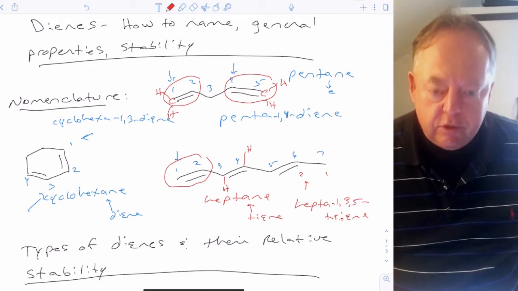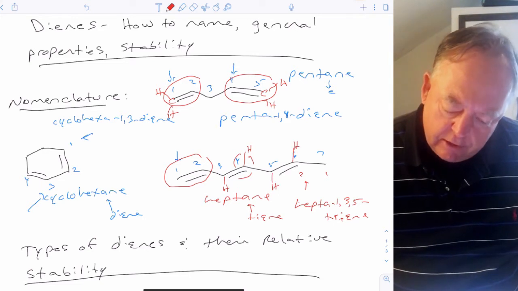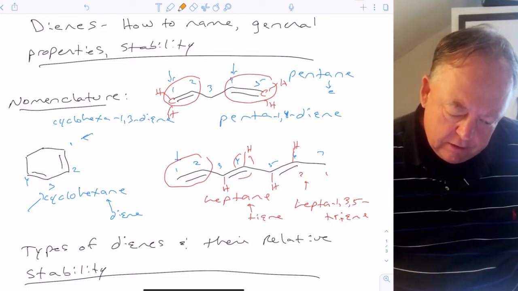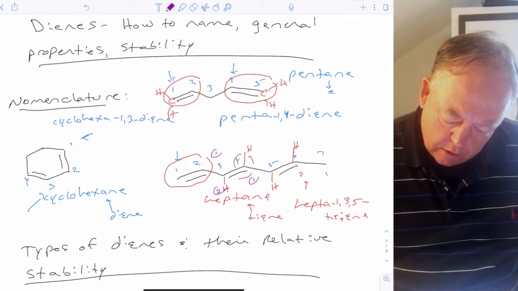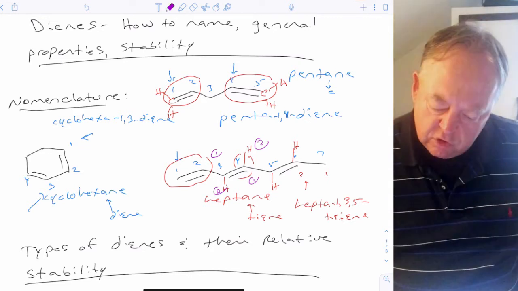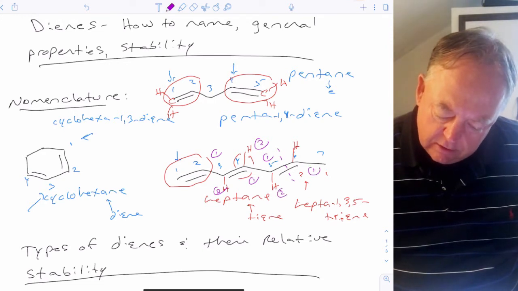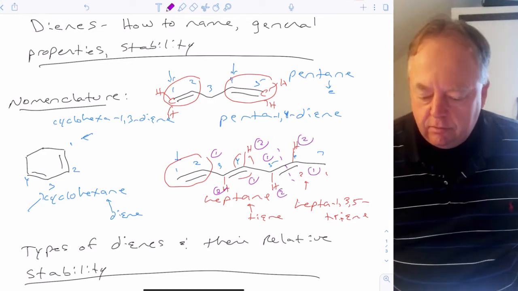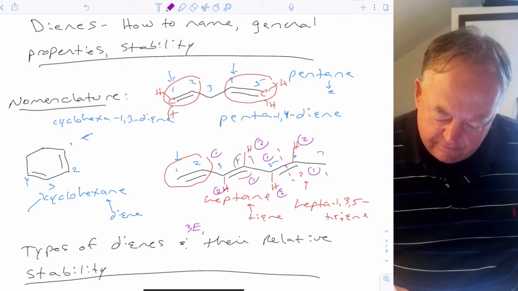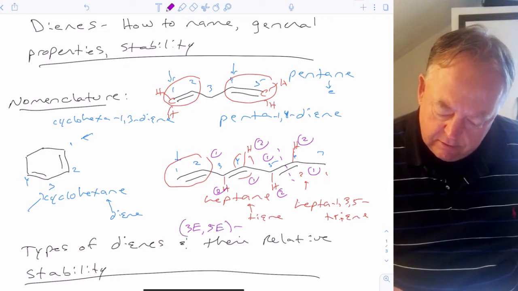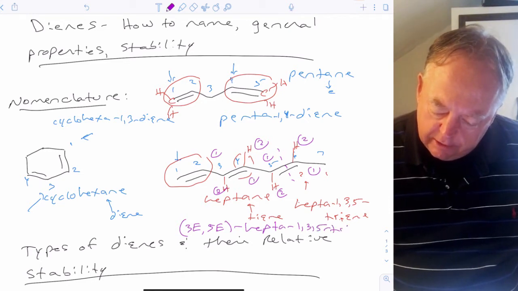So you have 120-degree bond angles, and there would be a hydrogen here and a hydrogen there. Now if we assign priorities, this is number 1, that's 2. This is 1, that's 2. So those ones are opposite, so that one's trans. And if we did the same thing here, split that double bond, this is 1, that's 2. This is 1, that's 2. So those ones are opposite, so they're both trans. So this would be 3E or 3 trans, 5E or 5 trans, hepta-1,3,5-triene.